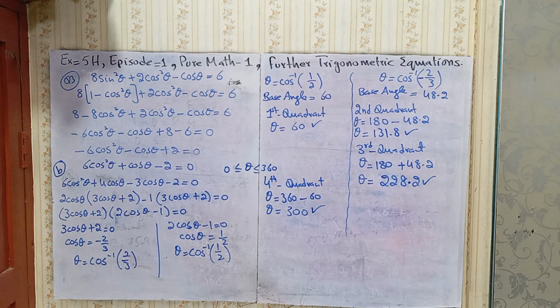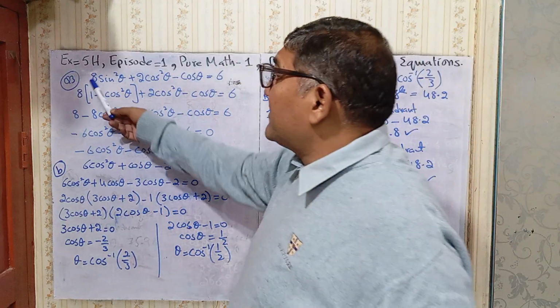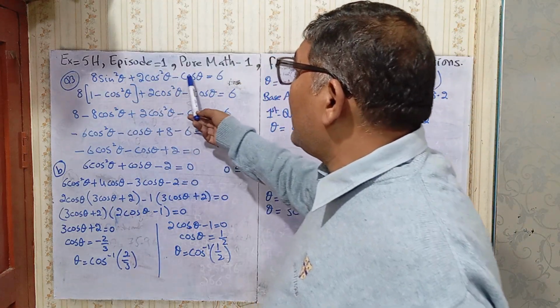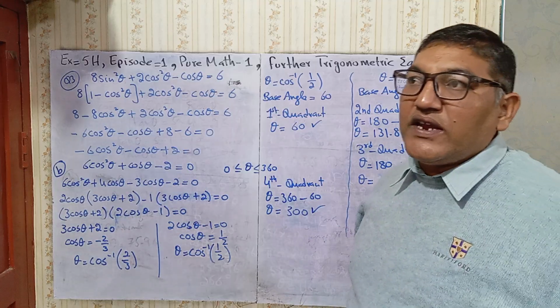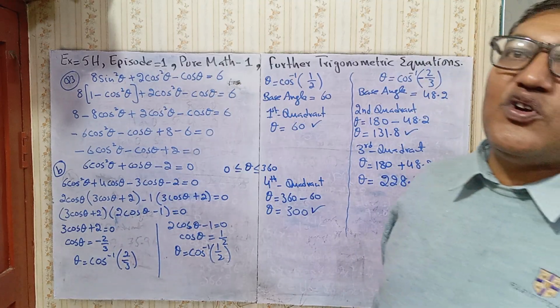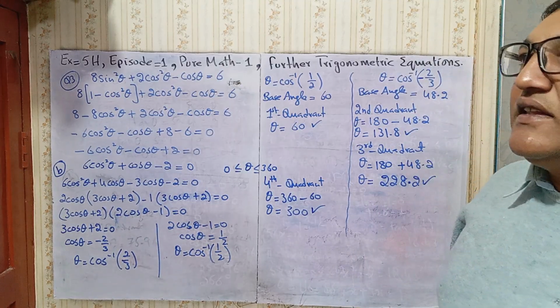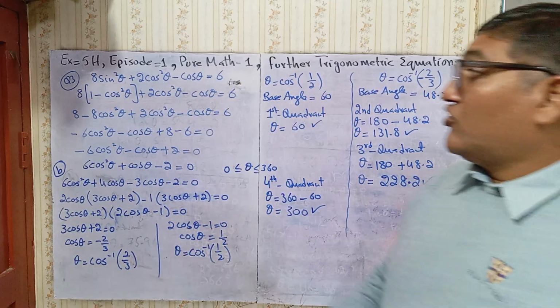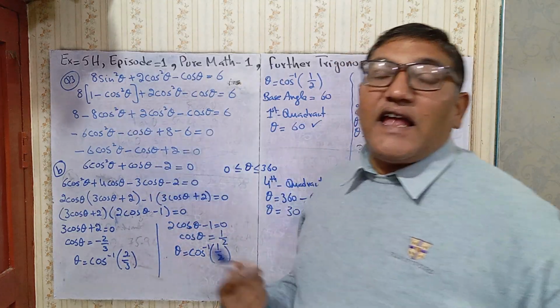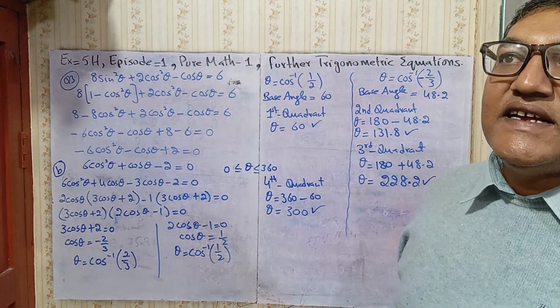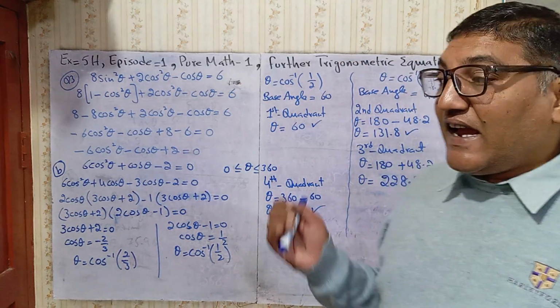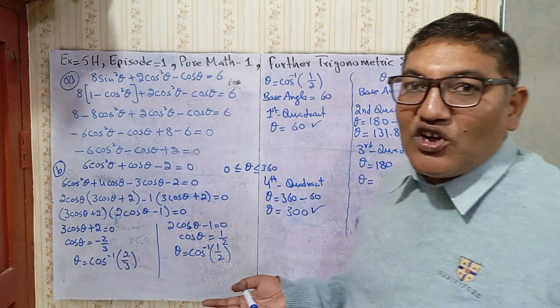And here is the solution of the question number 3 on your screen. So it is written 8 sine square theta plus 2 cos square theta minus cos theta equals to 6. Because we want to make that equation purely in terms of cos theta, here sine square theta can be substituted with 1 minus cos square theta. According to the first identity, sine square theta is equals to 1 minus cos square theta.